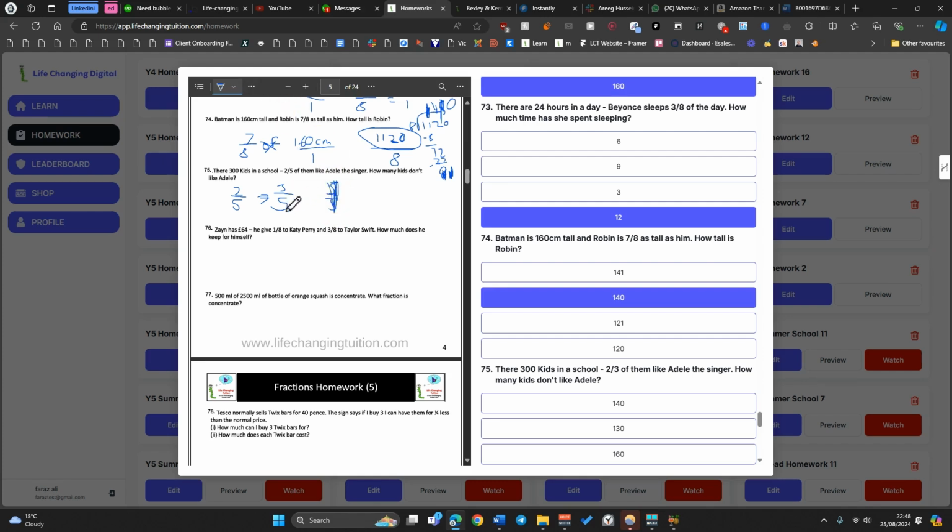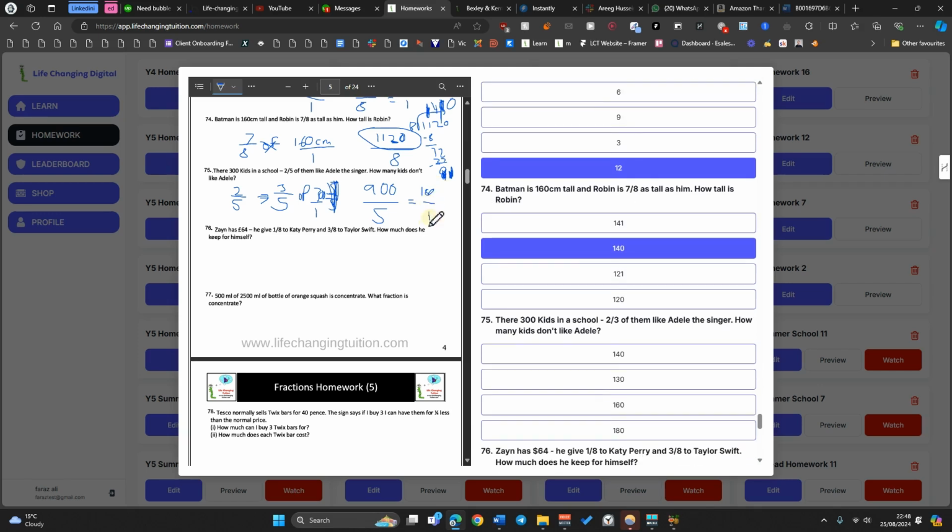So we have to find out 3 over 5 of 300 now. 3 times 300 is 900 over 5, because 5 times 1 is 5. And now we have to divide 900 by 5. That will give us, I believe, 5 times 18, so it should be 180 over 1. And that is your answer right here.